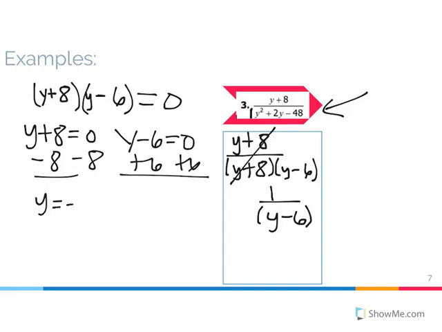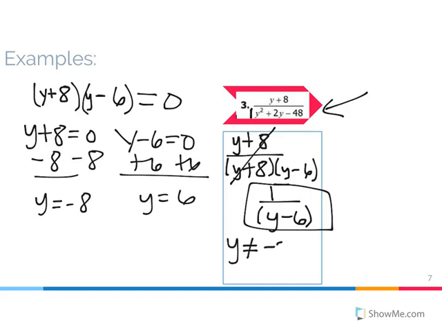We're going to be seeing which values we cannot have y equal on that denominator in order to make it undefined, making that 0. So we can rewrite this and say that this is our final simplified rational expression, but our y cannot equal a negative 8 or a 6. Actually, let's say and. So it cannot equal a negative 8 and a 6.